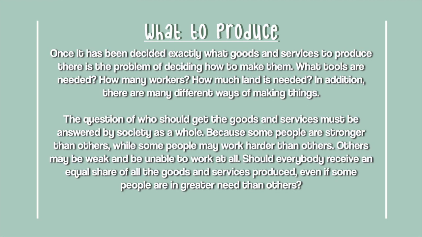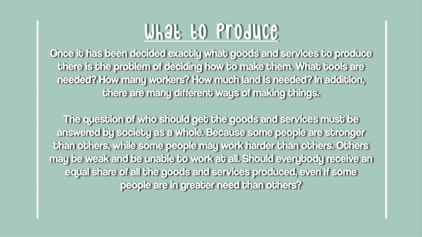After the business or company decides on what to produce, they need to decide on how to produce it, like what tools are needed, how many workers are needed, how much land is needed. And in addition to all that, there are many different ways to produce the item. And after they answer what to produce and how to produce it, the last question, who should get the goods and services, must be answered by society as a whole.